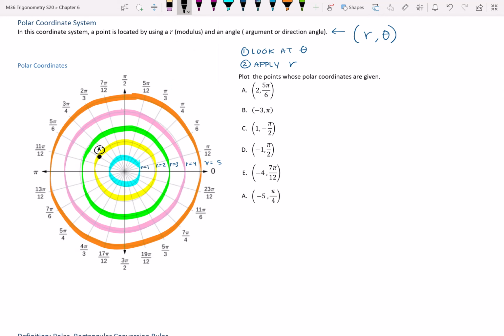I just want to let you guys know that these points are not unique. There are other ways to get that same location. I'll show you in a little bit. Okay, let's go to the next one.